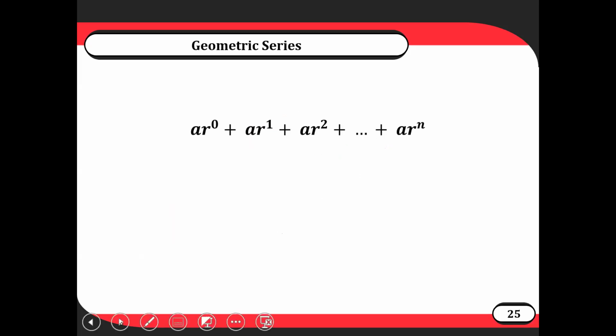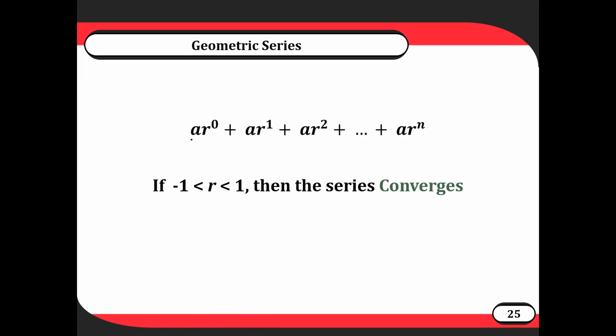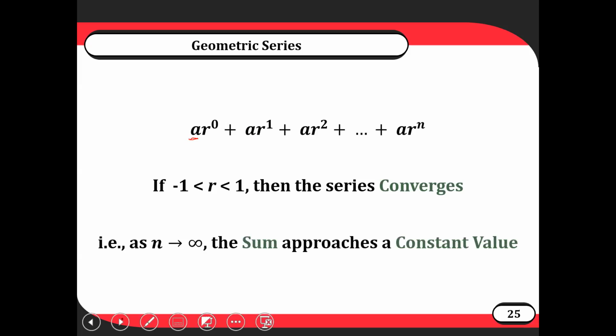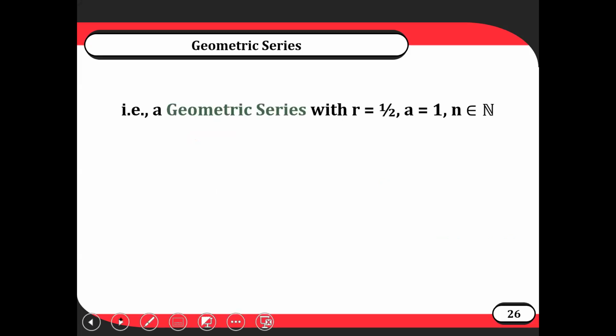All right, so now a geometric series we can express like this. So a being the initial term and r being the ratio. So if r is between -1 and 1, then we say the series converges. So what that means is that as the series gets larger, the sum approaches some constant value. So it'll never be bigger than some number, and we can actually figure that number out.